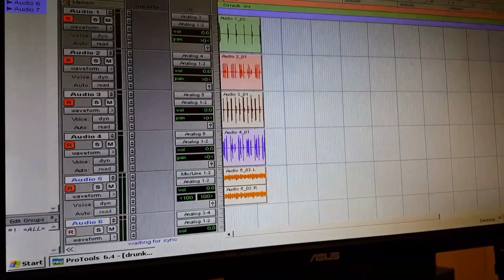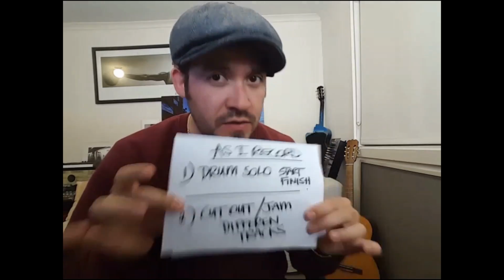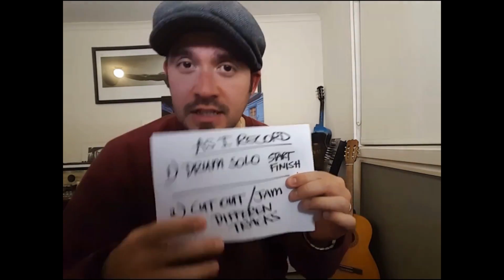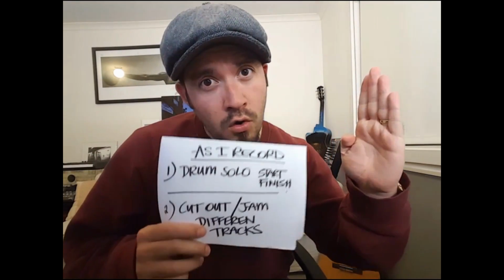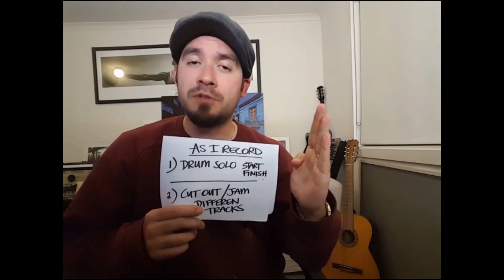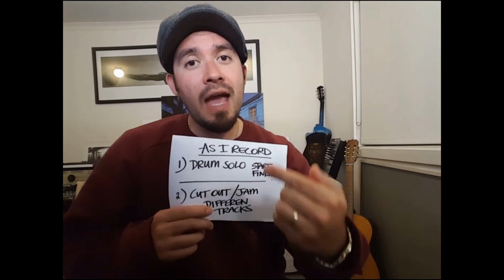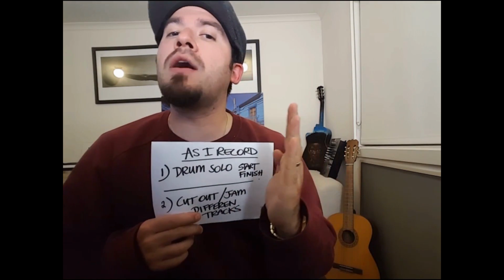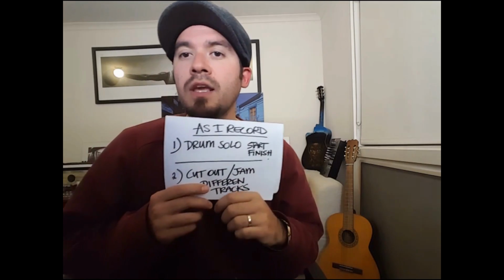Cool. Just before we hit, oh no, sorry. As we hit the record button and we start recording, all our tracks start playing, and all our tracks start recording. There are two things you need to do while this is happening. The first is that we are going to allow for a drum solo at the start. Just let the drums play at the start. And at the end, you're going to let the drums play.